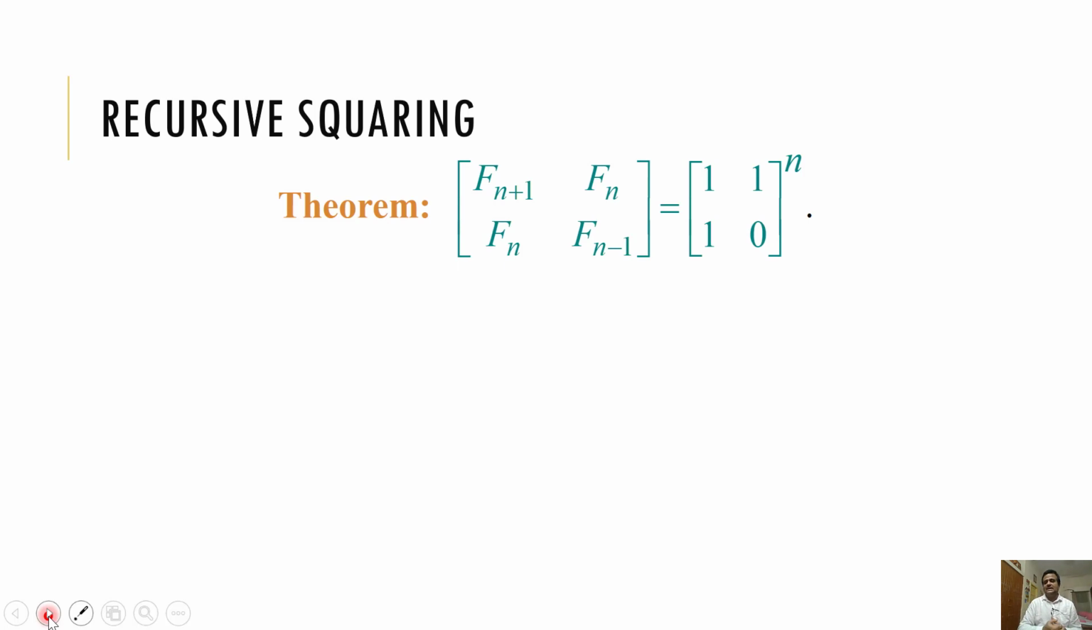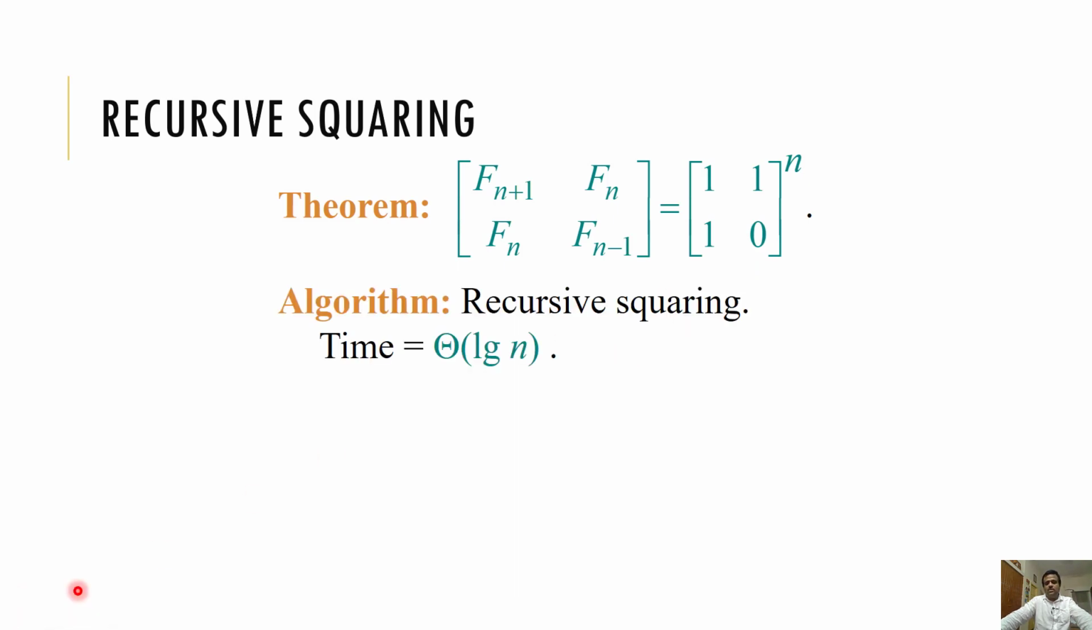For that let us take this theorem. This theorem is telling that the matrix with f of n plus 1, f n, f n, f of n minus 1, which is a 2 by 2 matrix, can be shown to be the matrix 1 1 1 0 to the power n. This needs a proof. This proof we will do again by mathematical induction.